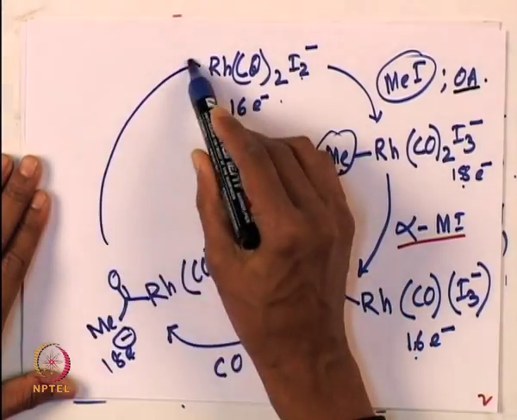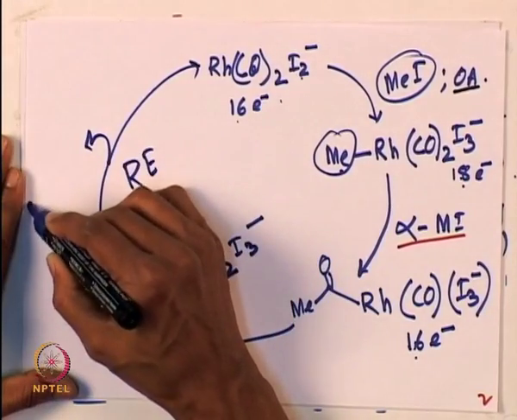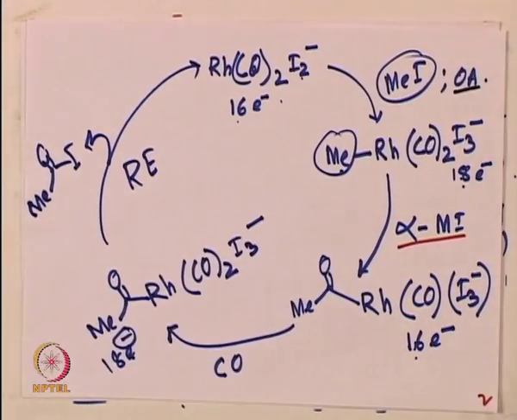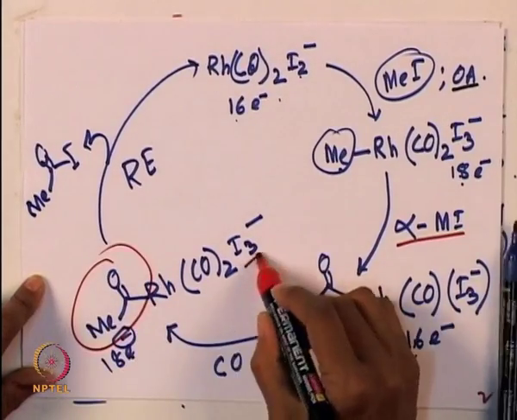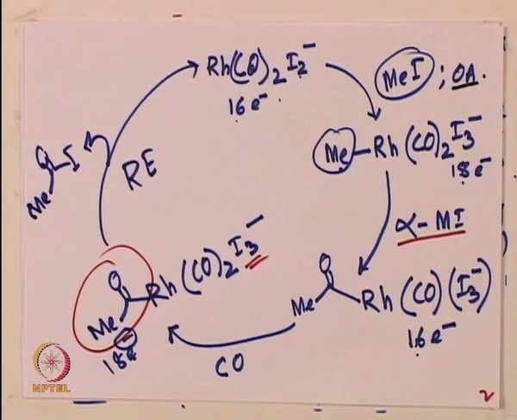From there on, reductive elimination will give you CH3COI. So this acyl unit and one of these iodo units will reductively eliminate, and therefore you will get the acyl iodide. So what we have seen in this particular species is that it's basically dancing between 16 electron species and 18 electron species. Starting with the 16 electron species, we have seen the oxidative addition that gives you the 18 electron species.